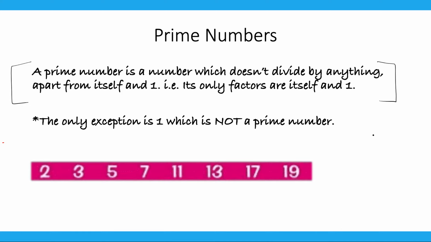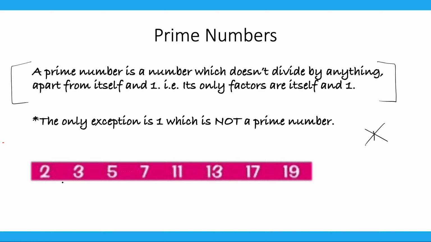If we have 1 as a prime number, then it's divisible by 1, but 1 and 1 is the same number. So this is why it's not classified as a prime number. Over here we have the first 8 prime numbers up to 20. We have 2, 3, 5, 7, 11, 13, 17 and 19. These are all prime numbers. They only divide by themselves and 1.